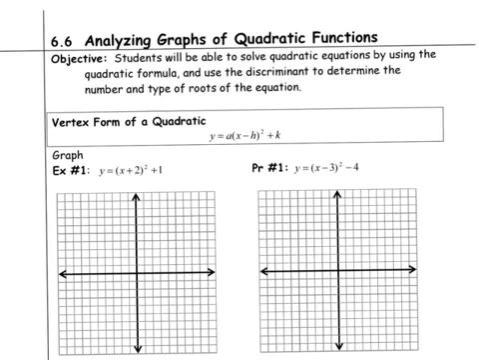Okay, 6.6 is all about analyzing graphs of quadratic functions. This objective is incorrect. It's about students being able to graph quadratic functions in vertex form and being able to convert standard form to vertex form. So first, let's talk about how we graph vertex form.